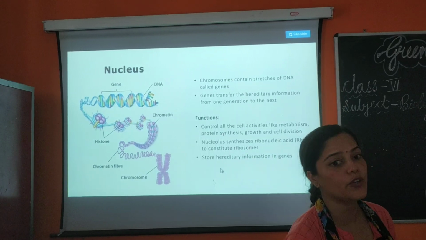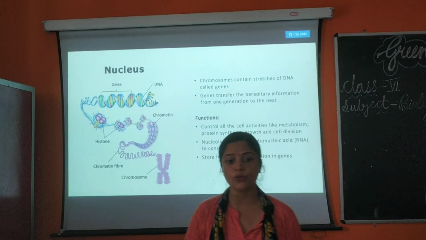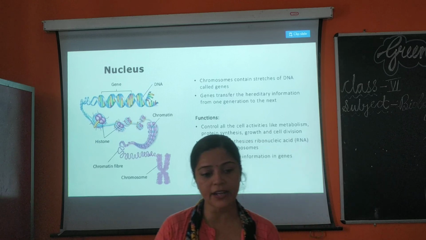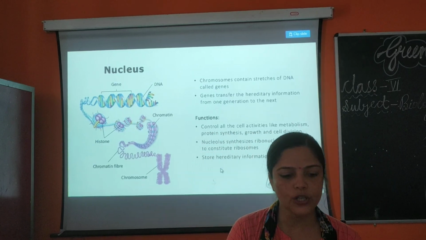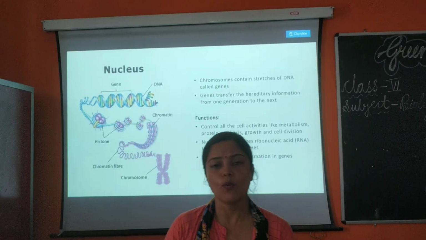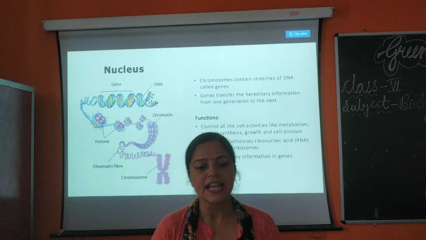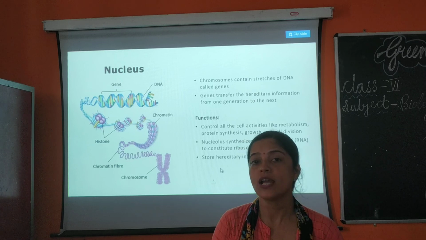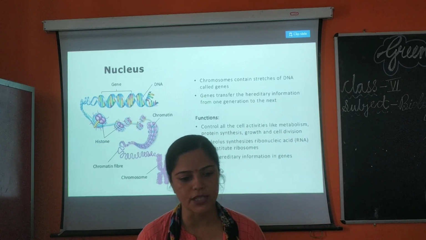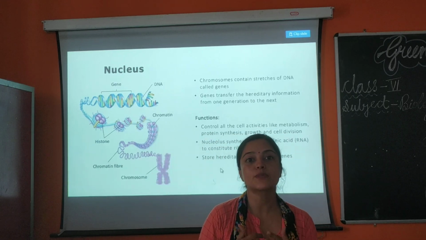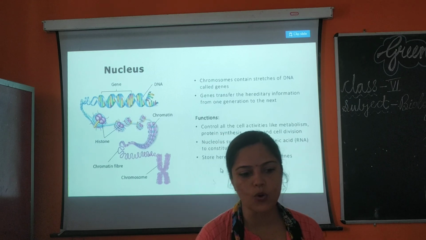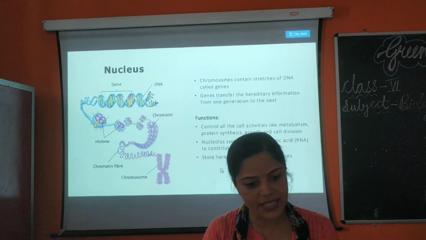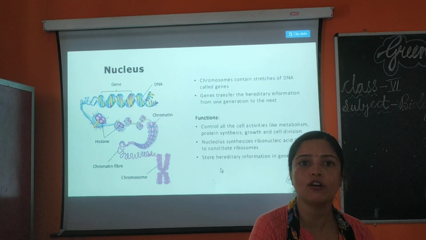Let me explain you once more. As I told you, the nucleus has four parts, that is nuclear membrane, nucleoplasm, nucleolus, and chromatin. When I talk about the nuclear membrane, it separates the nucleus from the cytoplasm. It is porous. It has small pores. It allows the movement of selected materials between the cytoplasm and the nucleoplasm.